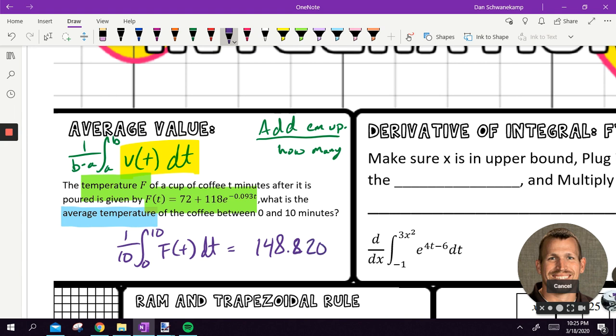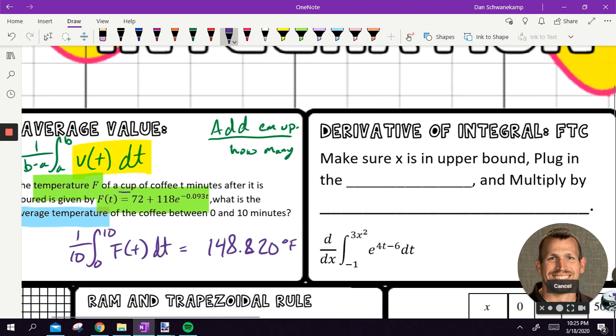And we started with this measurement, the temperature of the coffee. I'm going to guess in Fahrenheit, so it's going to stay as degrees Fahrenheit. We started with temperature. We found the average temperature by adding them all up and dividing by however many we had.